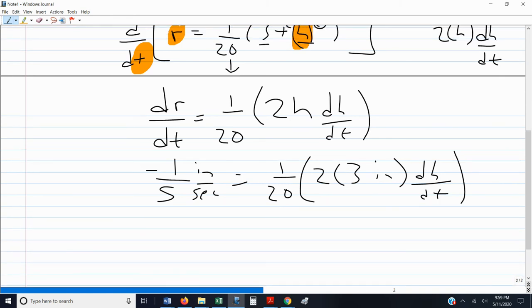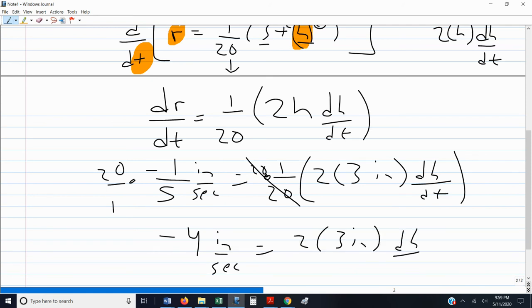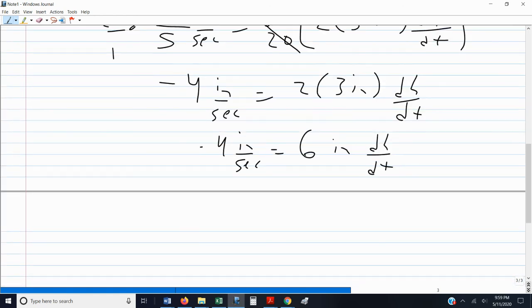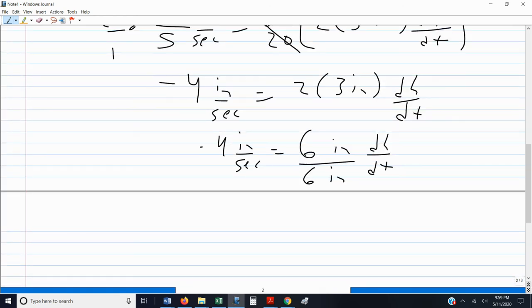So once you plug in, then you're just solving this equation. So I'm going to multiply by 20 on both sides. And I get, what is that? -4, right? -20 divided by 5, -4 inch per second, and then 2 times 3 inches dH/dt. So we have -4 inch per second. If you hate the units, just do this without the units. This is 6 inches dH/dt. And then your very last step to solve this is to divide by 6 inches.